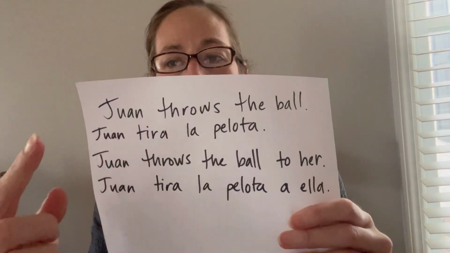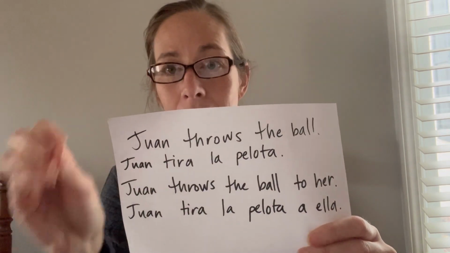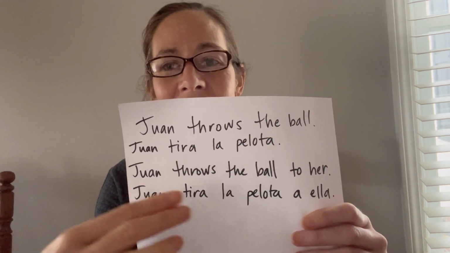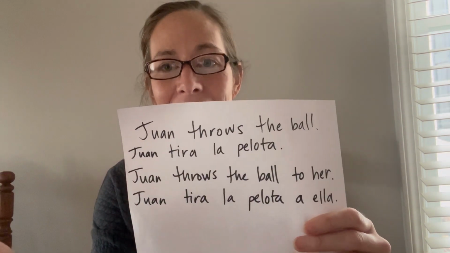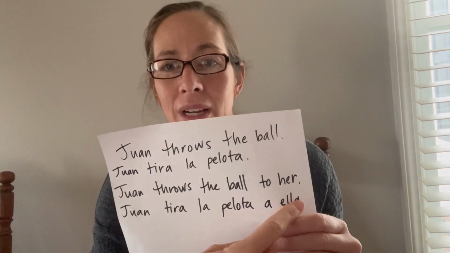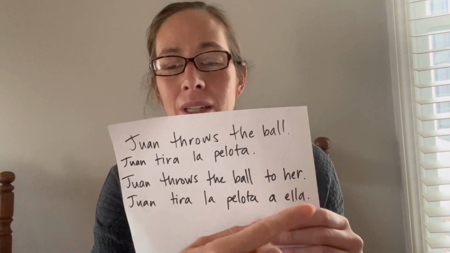All right, so our first one, Juan tira la pelota. Our translation: to throw, tirar; pelota, ball. I think we do know that. And then Juan tira la pelota a ella. All right, so we have now a direct object and an indirect object. Let's change this direct object and this indirect object to pronouns.